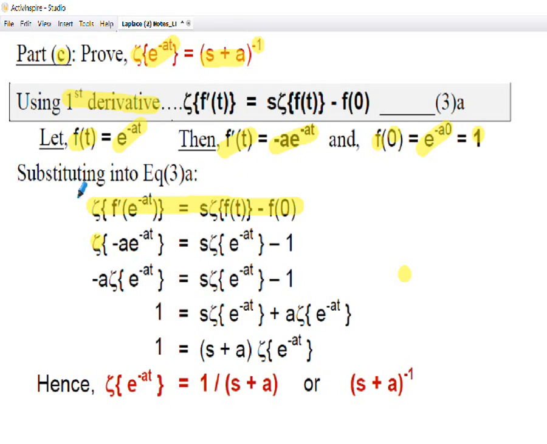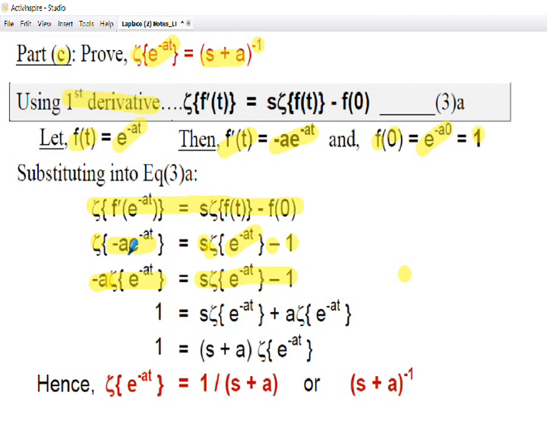So on the left hand side I get the Laplace of the first derivative of the function of t, which in this case is minus a e to the minus at. On the right hand side I get s times the Laplace transform of the function of t, take away the value of the function of t when t is equal to 0, which in this case is shown to be 1. All I've done now on the left hand side is taken the minus a outside the Laplace transform, because the minus a is just a constant, it's just factoring out the e to the minus at, and on the right hand side I've kept the terms the same.